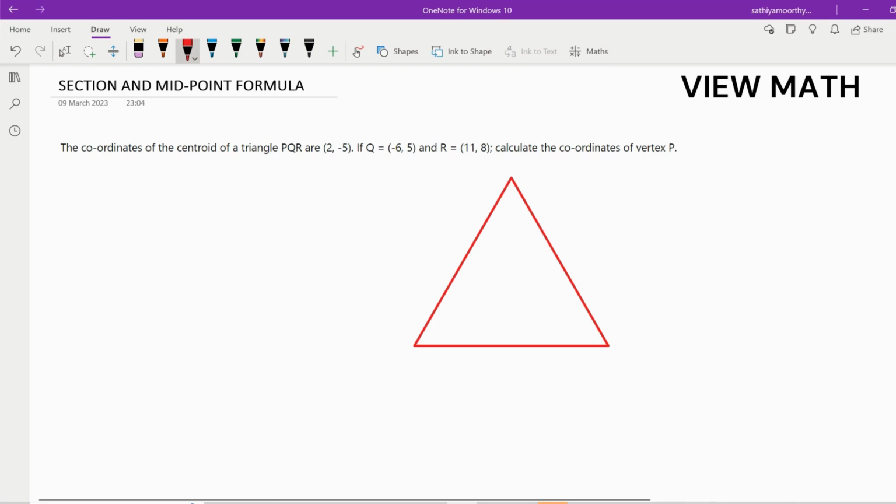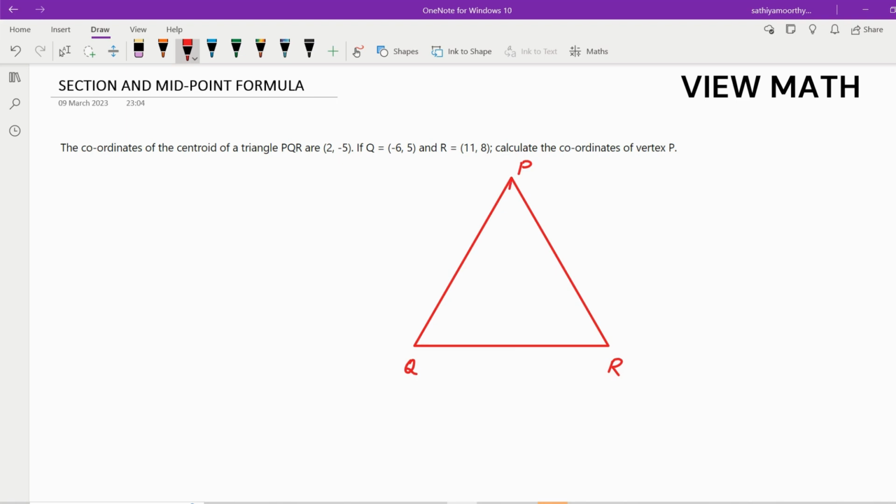Next problem. The coordinates of the centroid of the triangle PQR are 2, -5. If Q is equal to -6, 5 and R is equal to 11, 8, calculate the coordinates of the vertex P. Now they have given PQR is a triangle, so let me mark this. And the centroid of the triangle they have given is 2, -5.